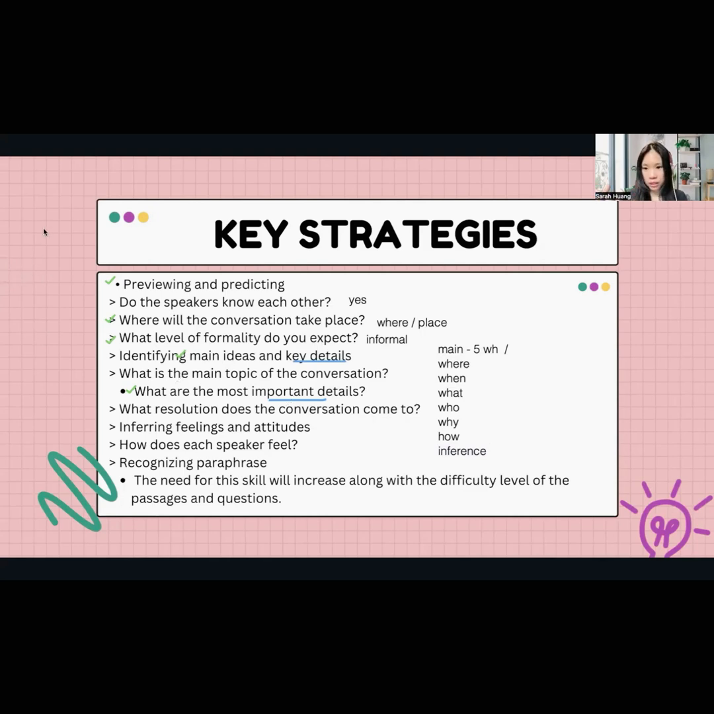And in daily life conversation, we discuss to find a solution about something. So in this part, we also want to take the resolution or solution into account. What resolution does the conversation come to? And we also want to infer feelings and attitude. We want to guess how the speaker feels based on their words and tone. How does each speaker feel? For example, if it's between coworkers, how does this coworker feel? How does this new coworker feel? And so on.